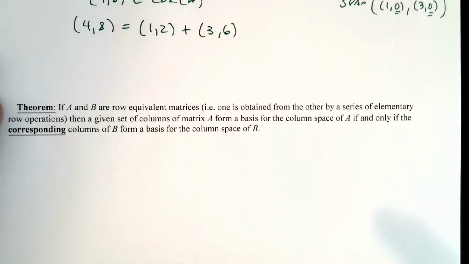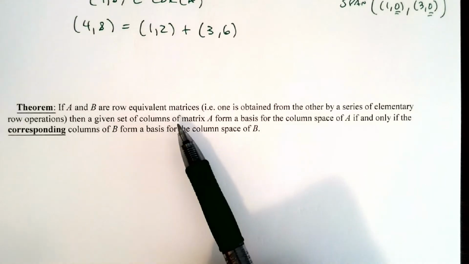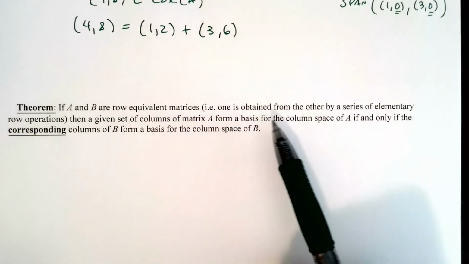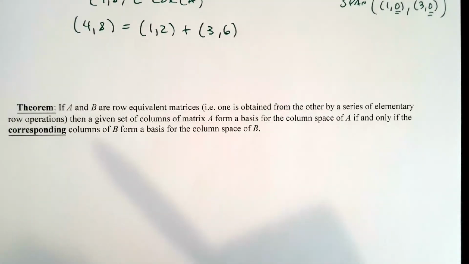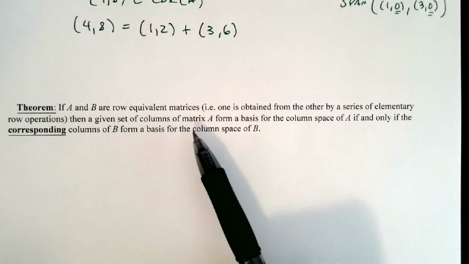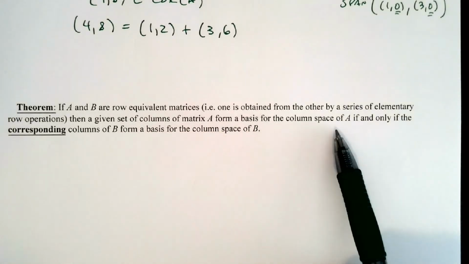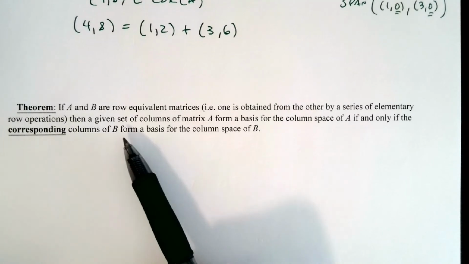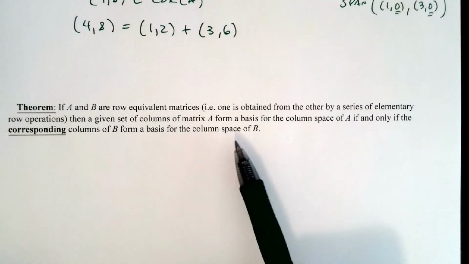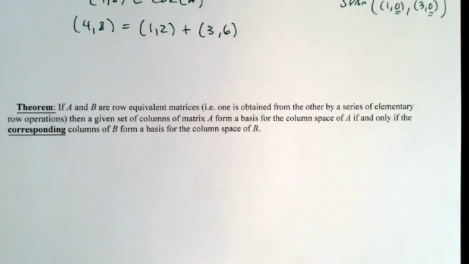We're going to use this theorem, which I'm not going to prove. If A and B are row equivalent matrices, what does that mean? One is obtained from the other by a series of elementary row operations, right? Then a given set of columns of the matrix A form a basis for the column space of A if and only if the corresponding columns of B form a basis for the column space of B. So there's the connection: corresponding columns.